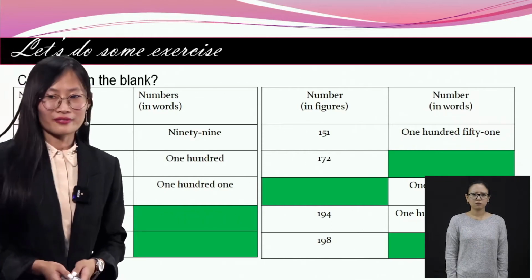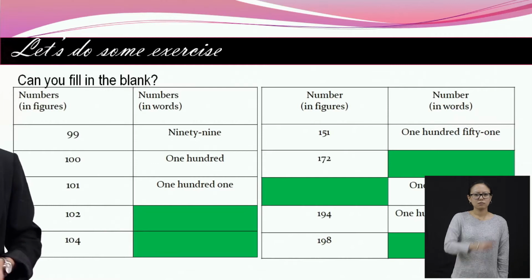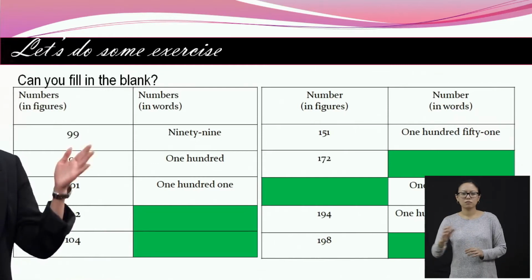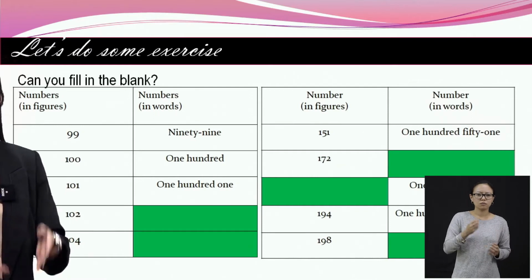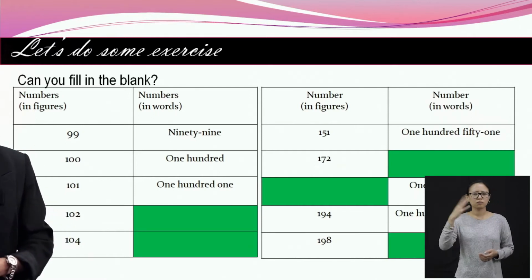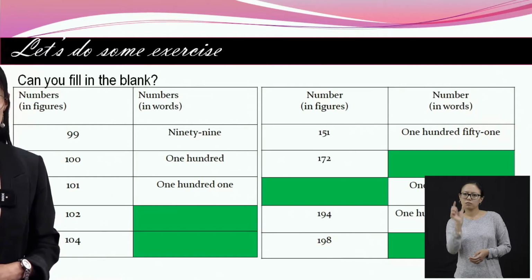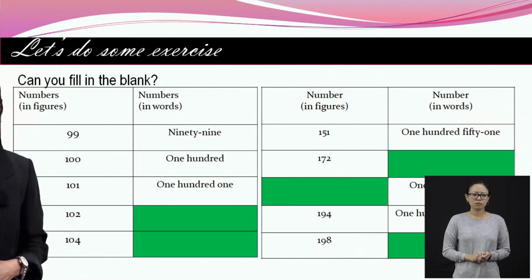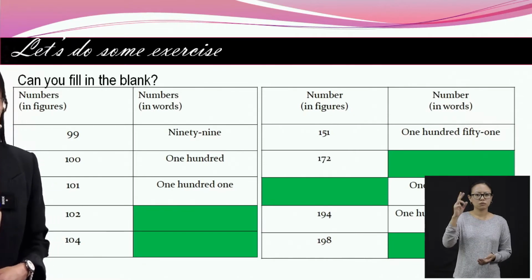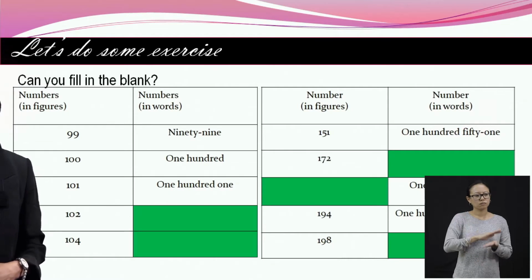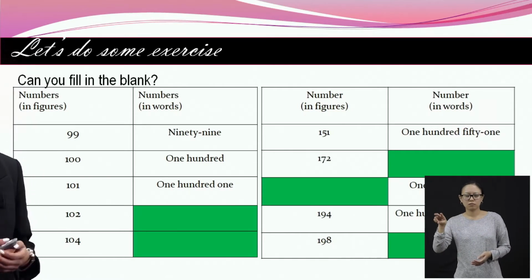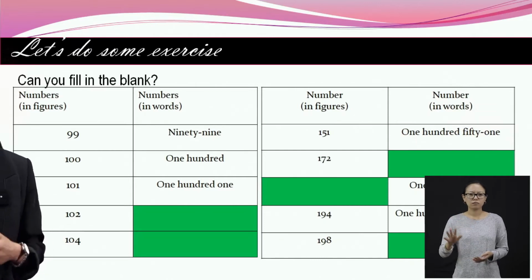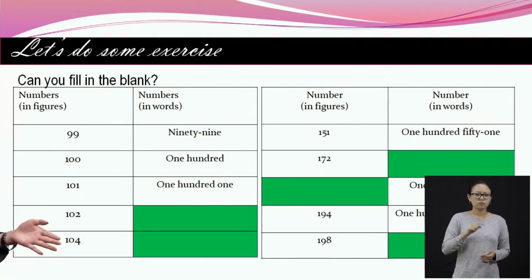So let's fill in the blanks. On the left column, we will write in figures, which is in numerals. On the right column, we will write in words, that is, the number name. The first three have been done for us. 99 is NINETY-NINE. 100 is written ONE HUNDRED. 101 is done. So let's do 102.